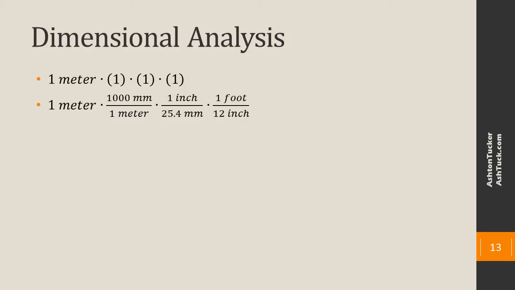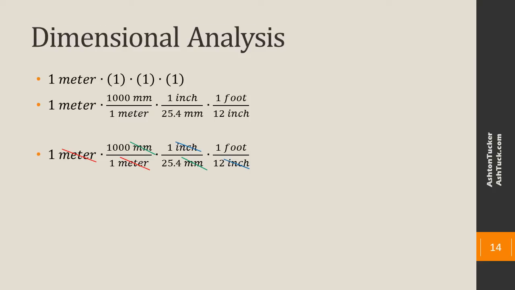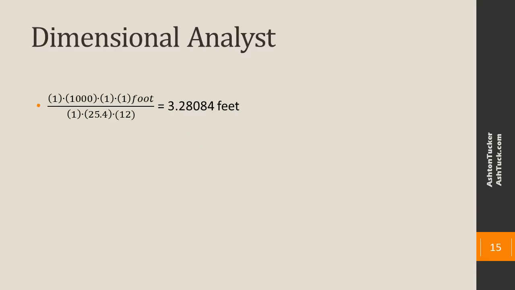If the form of each of these 1s is now changed to something we know, like 1,000 millimeters over a meter, or 1 inch over 25.4 millimeters, or even 1 foot over 12 inches, we can now transform what we have into what we want. Meters cancel, millimeters cancel, inches cancel, to give on top 1 times 1,000 times 1 times 1 foot. And on the bottom, we get 1 times 25.4 times 12. Now working that math out, we get 3.28084 feet, which is what we wanted to know. Wow, that was it? Yep.